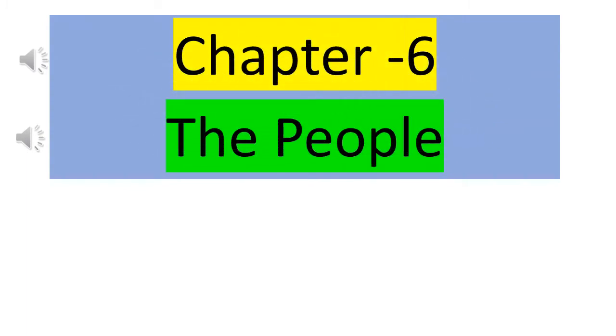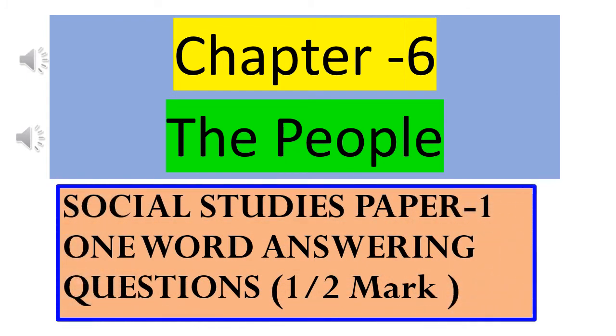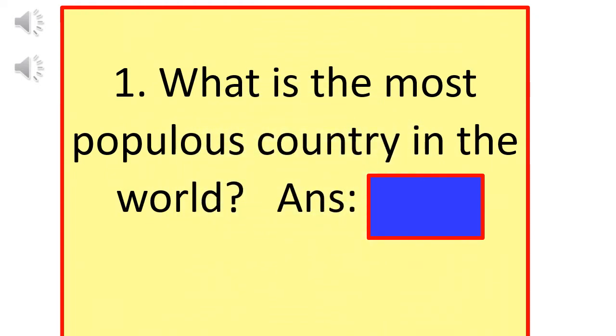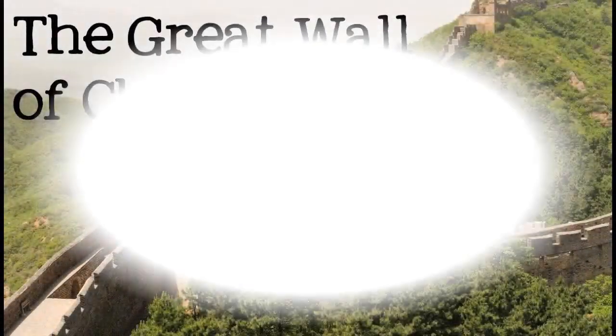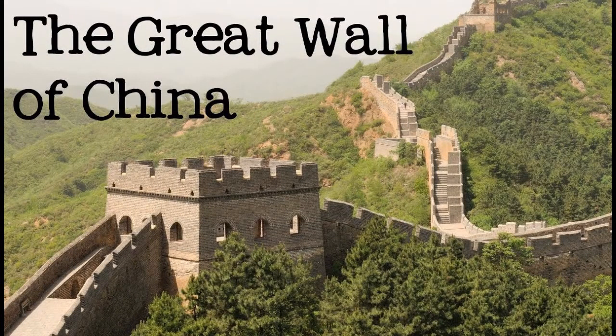Chapter 6, The People. Social Studies, Paper 1. One word answering questions. Half mark. What is the most populous country in the world? China. The Great Wall of China.